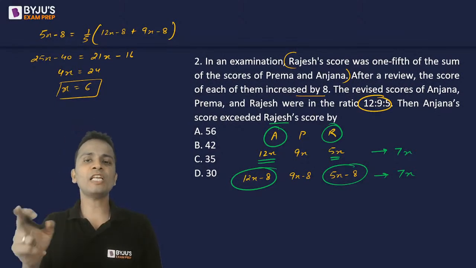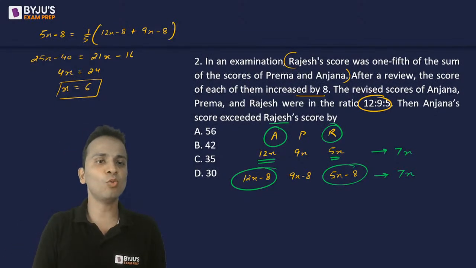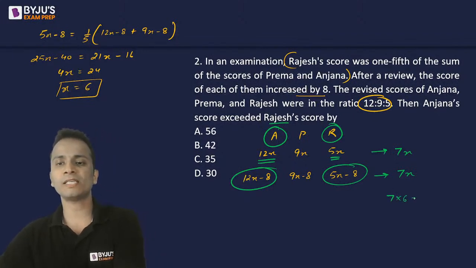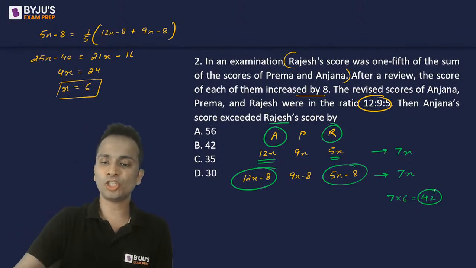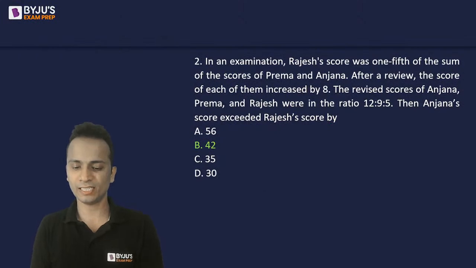So the difference between Anjana's and Rajesh's score will be equal to 7x, where the value of x is 6. So 7 multiplied by 6, the answer should be 42. Okay, so the answer here should be 42. That is option B. And yes, option B is the correct answer.